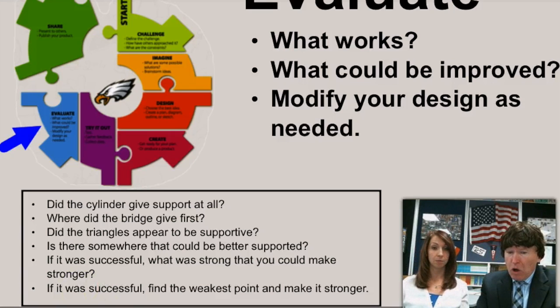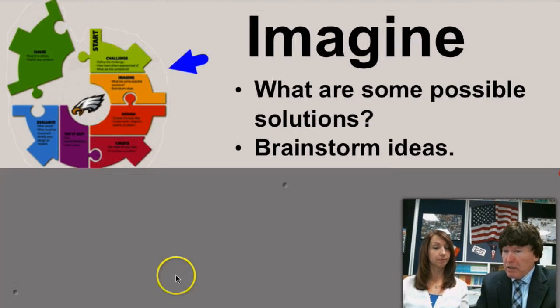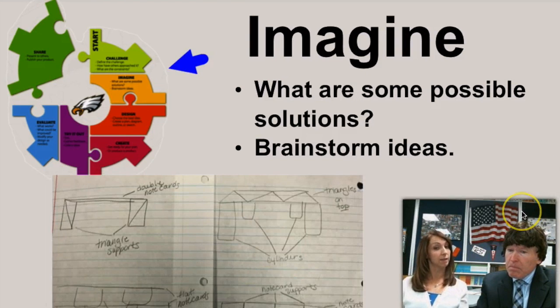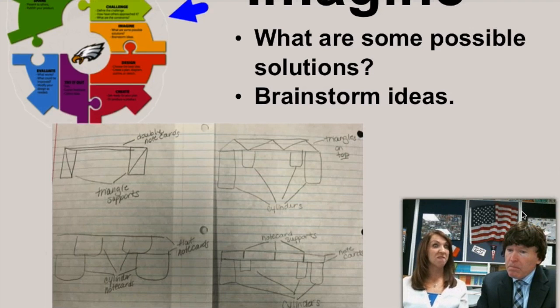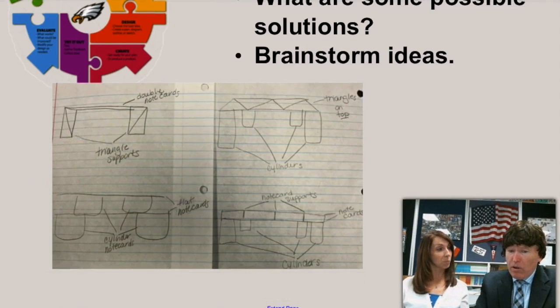Okay. So then we go back to the imagine step, correct? Correct. Again, we're going to be thinking about how could we possibly change this? And we might have a lot of similar ideas. We might have some very different ideas that we want to incorporate. Okay. So we're back to looking at some of our original drawings and trying to figure out how that would work.